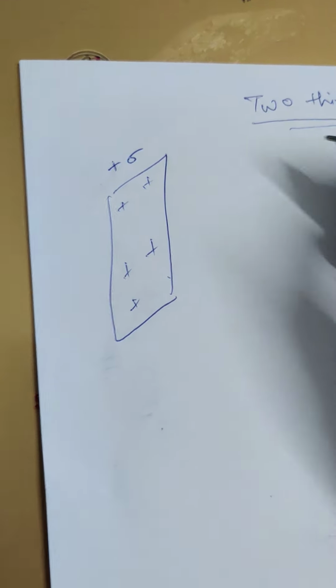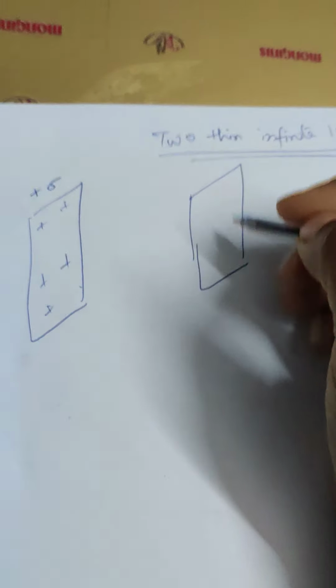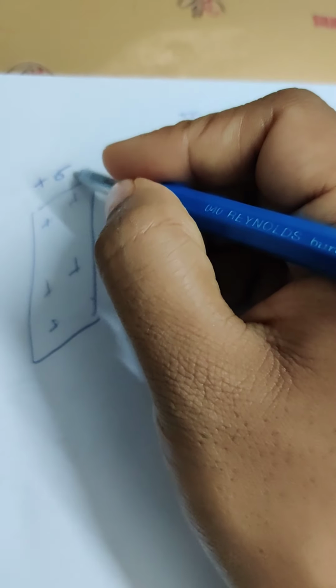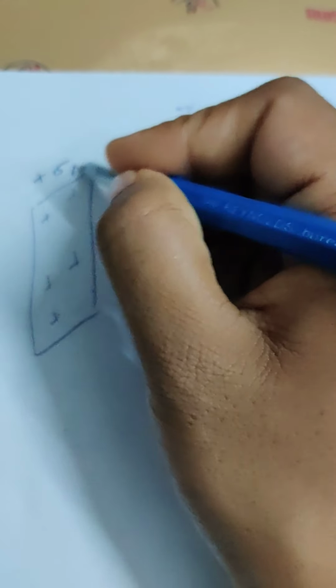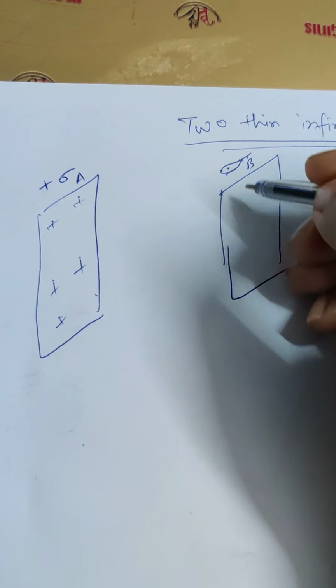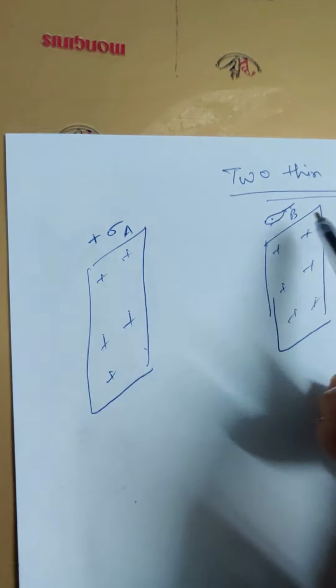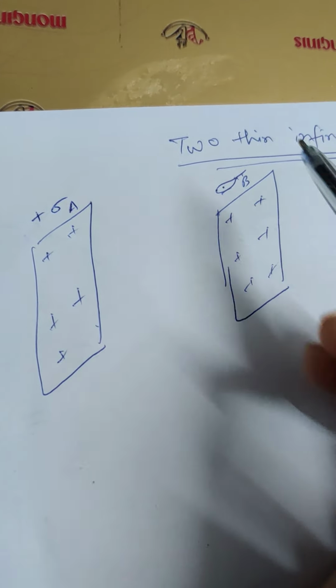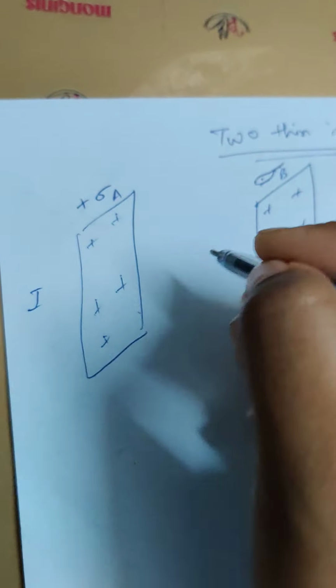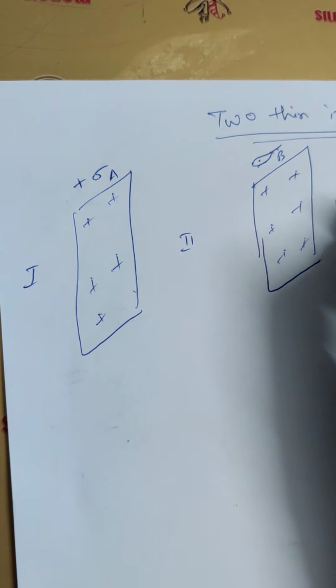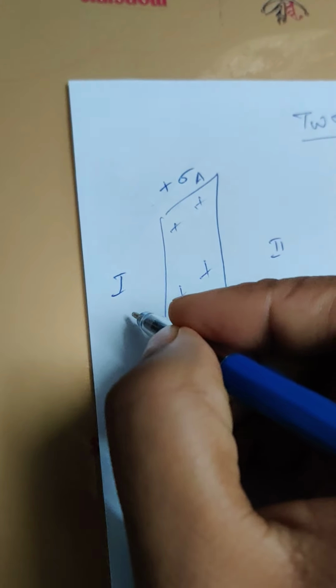So suppose this is positive, plus sigma is the charge density. This is another sheet, suppose sigma A and this is sigma B. They may both be positive, or one positive, that we will take later. Here we have taken different densities. Now again there are three regions, 1, 2 and 3. Now in region 1 you come here.